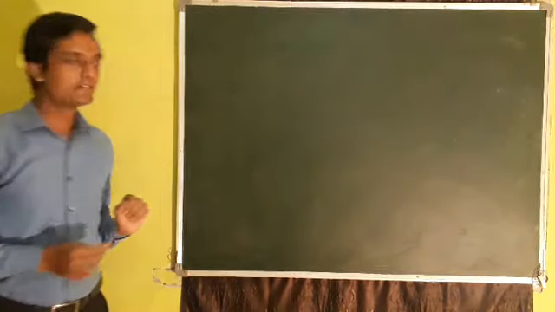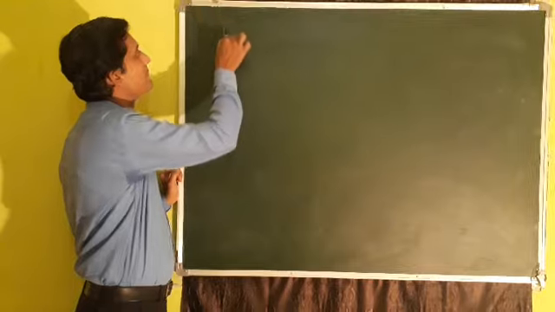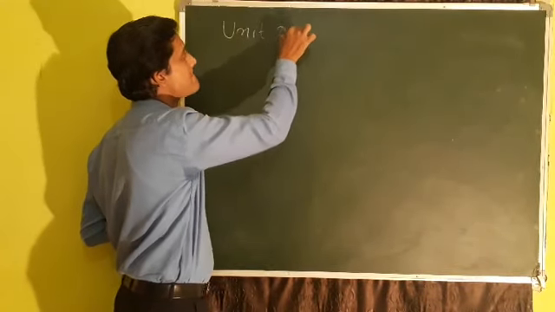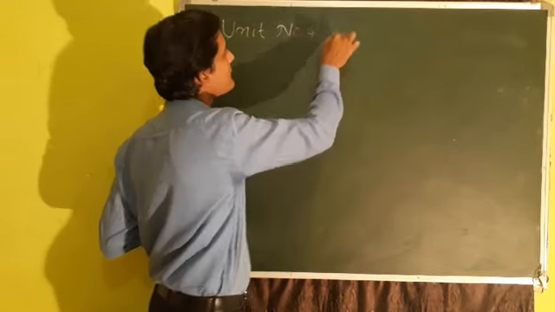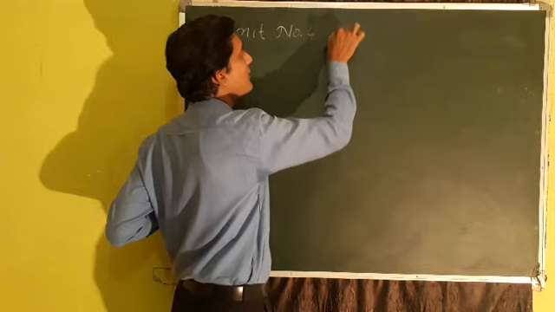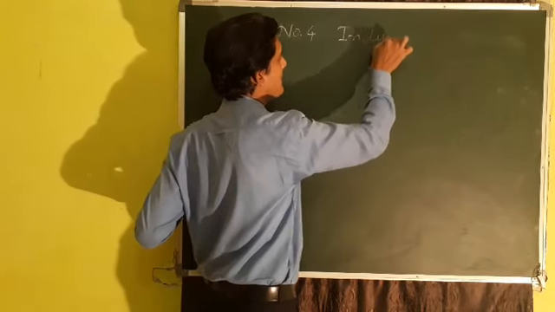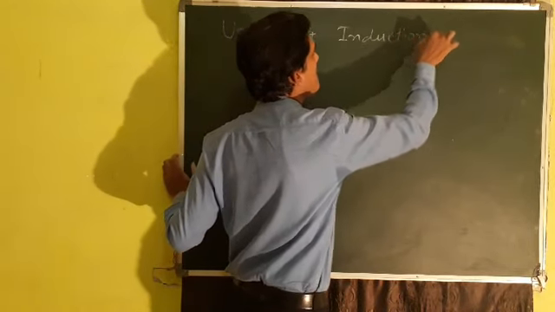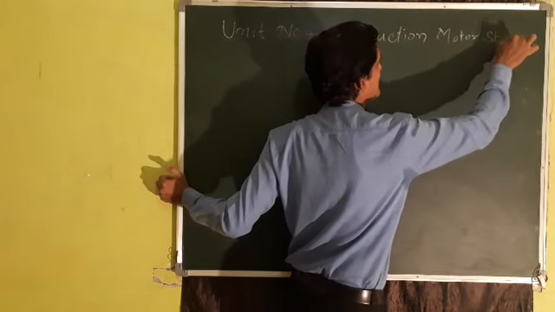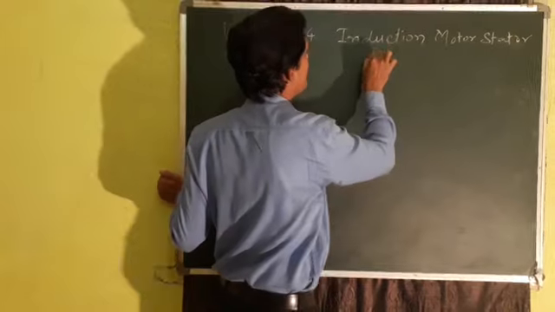Good afternoon, friends. Today we are discussing unit number 4 of computer aided machine design. Unit number 4 is the stator design of induction motor, or induction motor stator design.